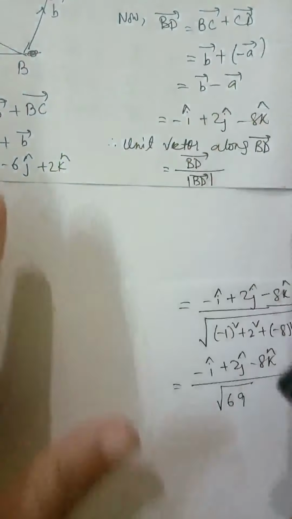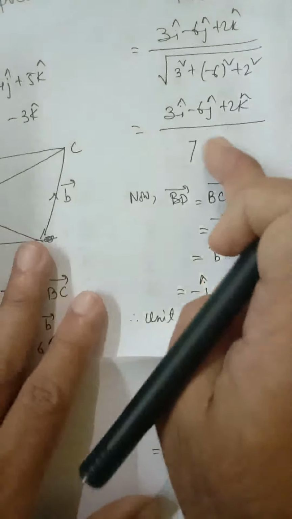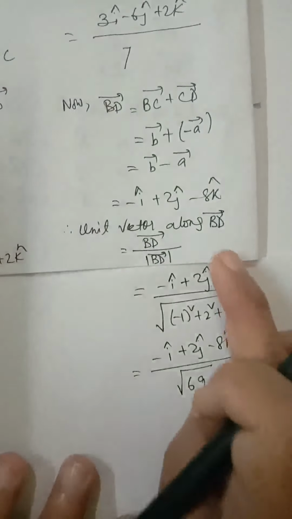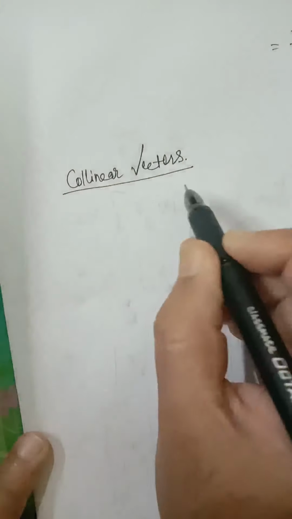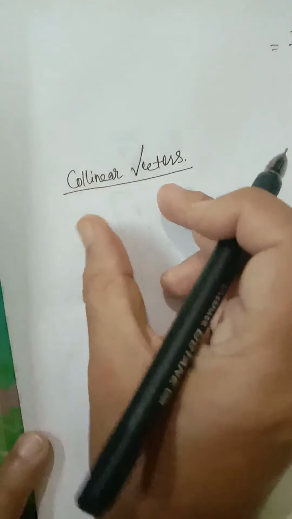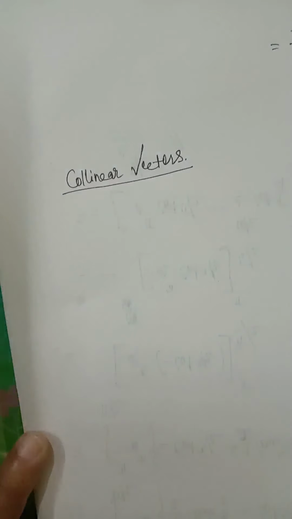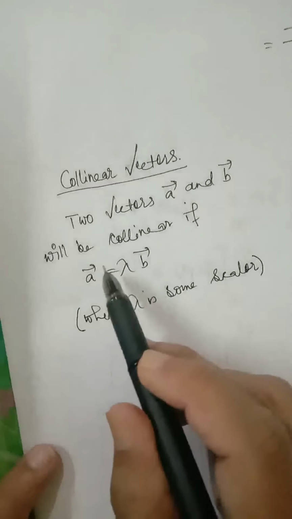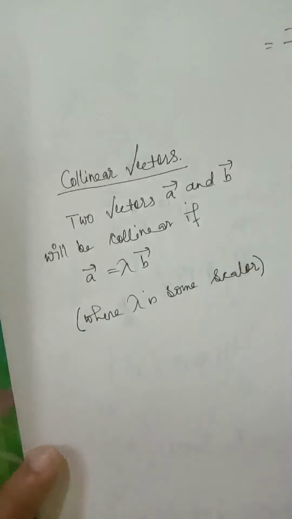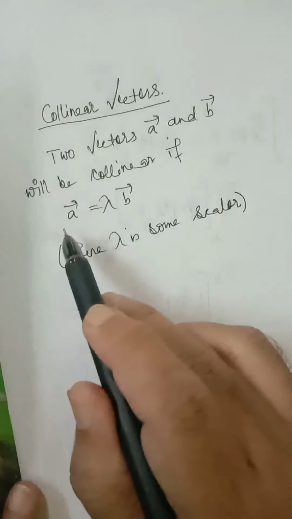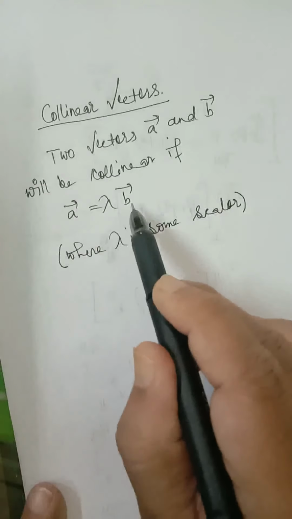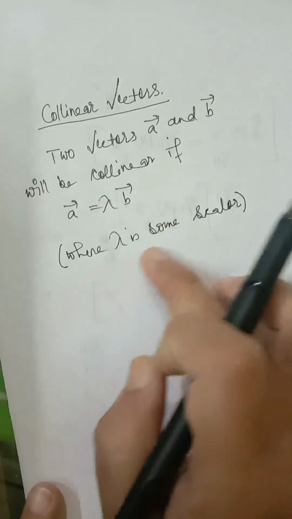So we have calculated the unit vector first along the AC vector. Next we have calculated the unit vector along the BD vector. Here I want to add two definitions. One is collinear vectors. Two vectors, A vector and B vector, will be collinear if A vector equals lambda into B vector. Here lambda is some scalar.